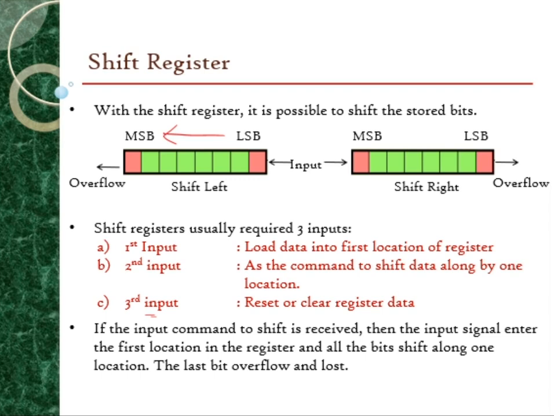So if the input command to shift is received, then the input signal enters the first location. If you can see from this diagram, if you are going to shift left, the first data will be inserted into this LSB location. If you're going to have a right shifting, then this data will be inserted first in the first location of the MSB bit here. And then this bit will be shifted along in this register from one location to another. This is for left shifting, and this is for right shifting.